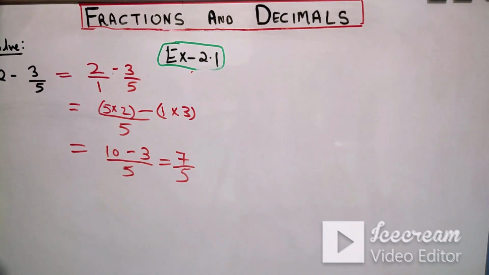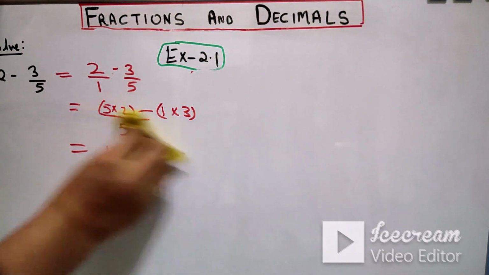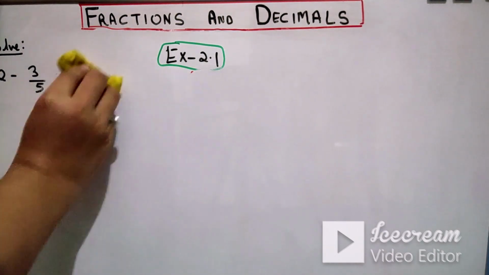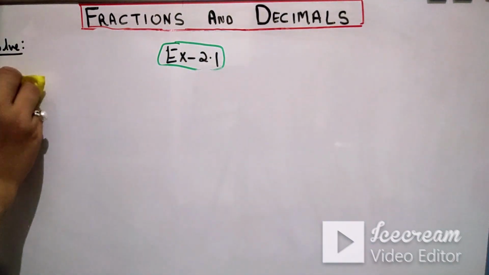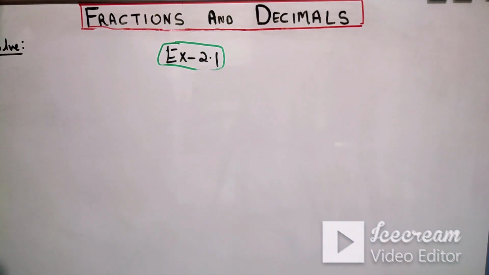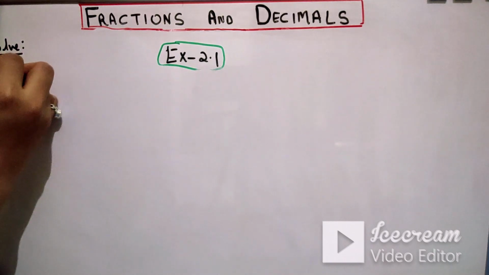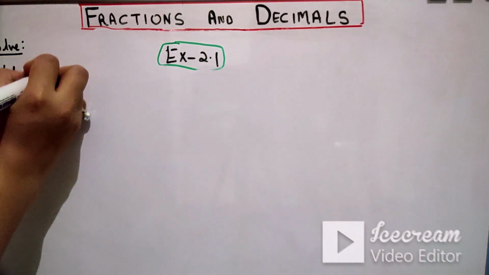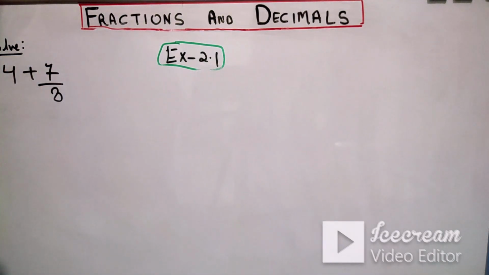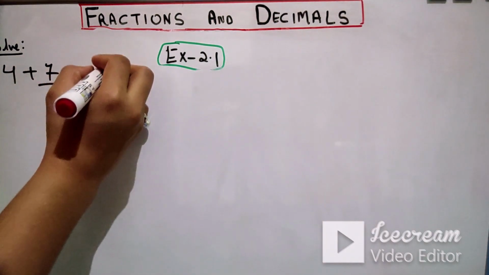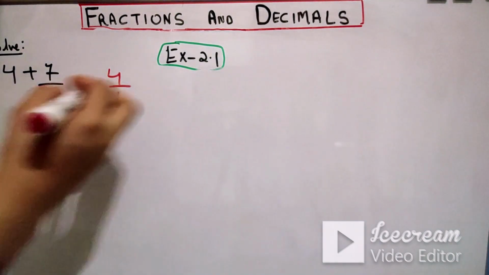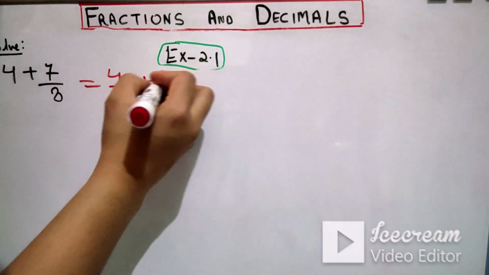Let's move on to the next part. The next part is 4 plus 7 by 8. Now again we will repeat the same thing here. What we will do is make the fraction like this. We will just put the denominator as 1 for 4, and 7 by 8.